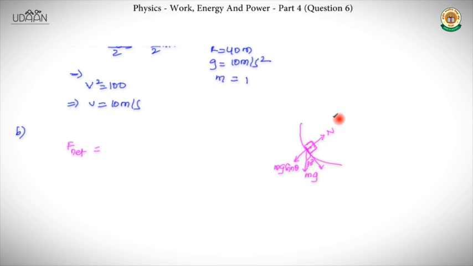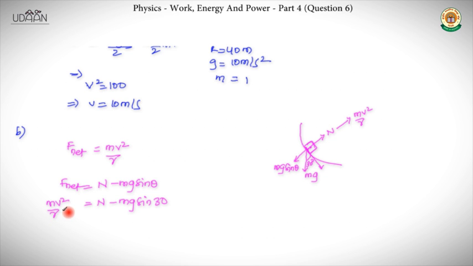The other force acting is the centripetal force, which acts radially inwards, equal to mv square by r. That is the F net. So F net is equal to mv square by r. Considering the normal reaction and the gravitational force, F net is equal to N minus mg sin theta. Here theta is 30 degrees, so that is N minus mg sin 30 degrees.